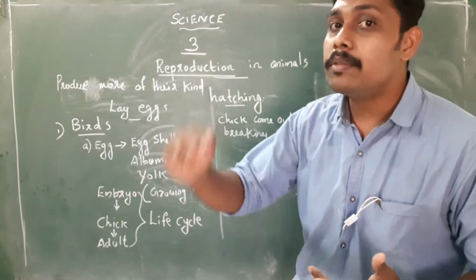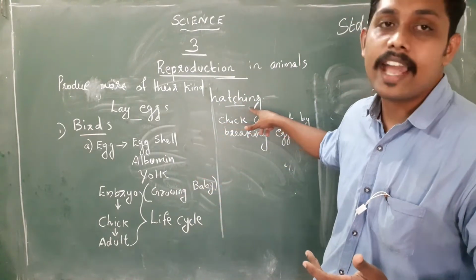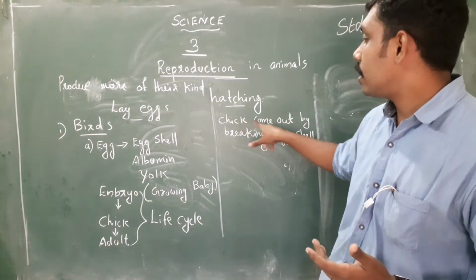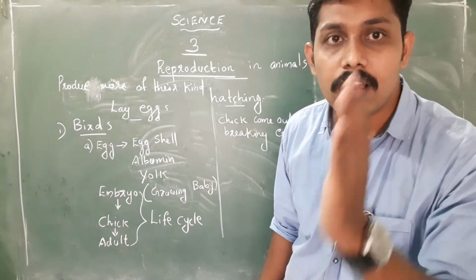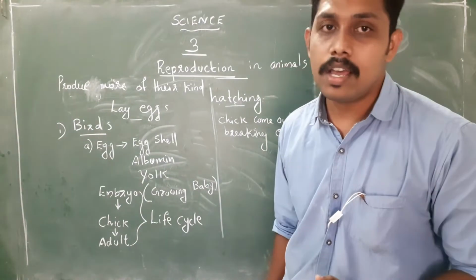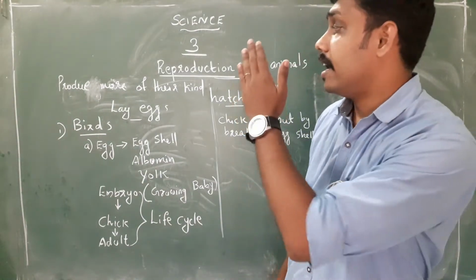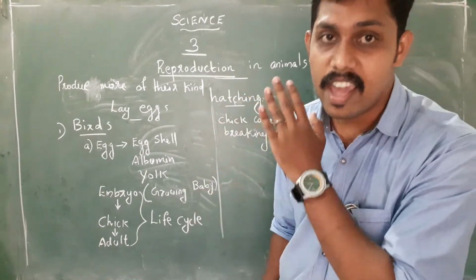That breaking process is called hatching. That is, the chick comes out by breaking the eggshell. This process is called hatching. So in birds, reproduction is through laying eggs.